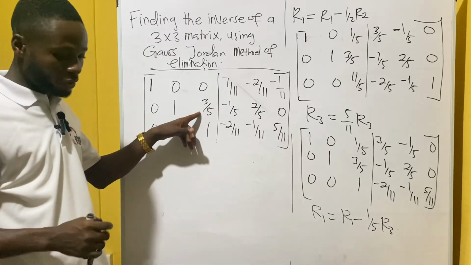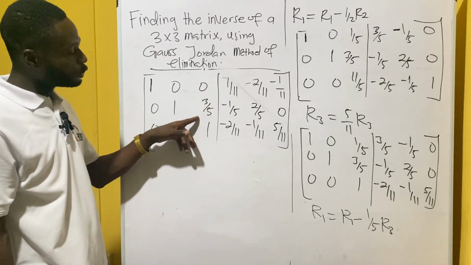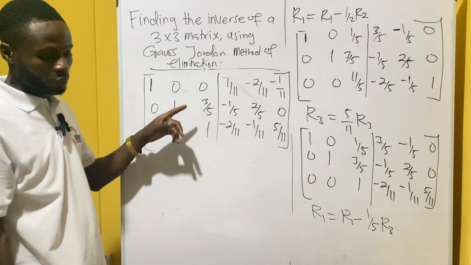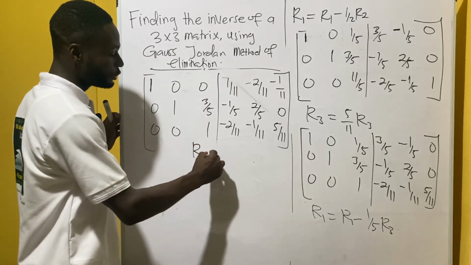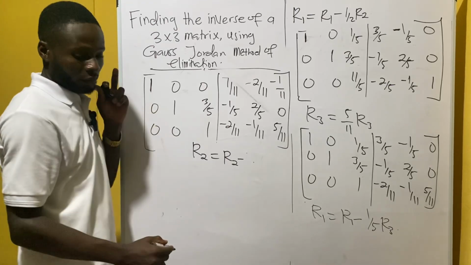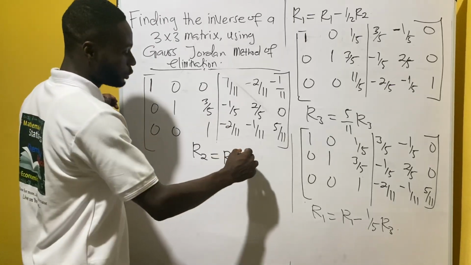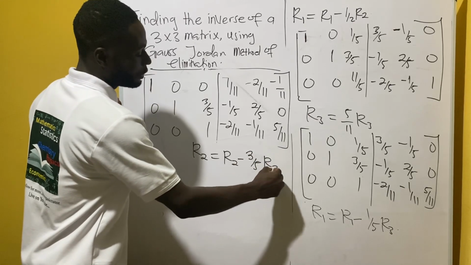So the last one, what are we going to use? We can say that row 2 should be equal to row 2 minus 3 on 5 row 3.